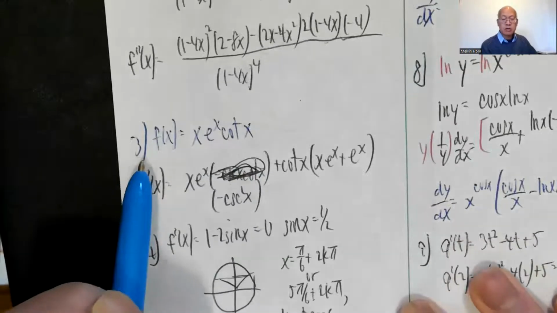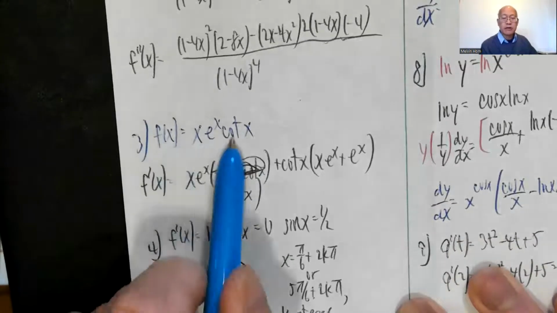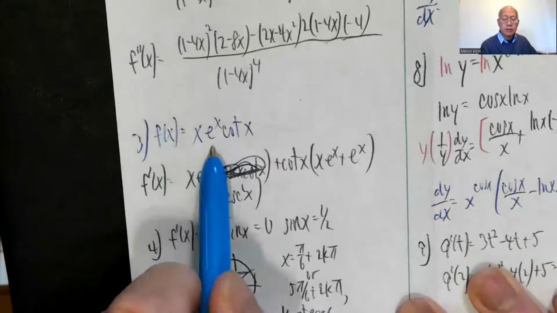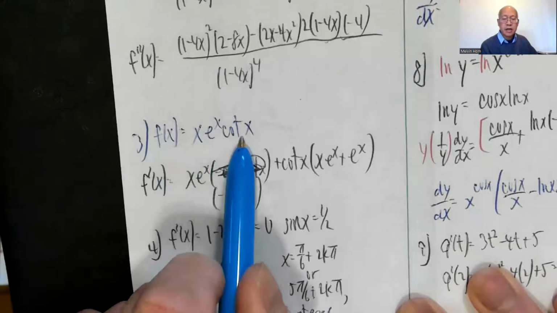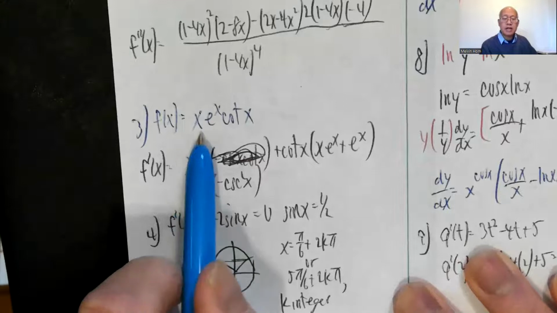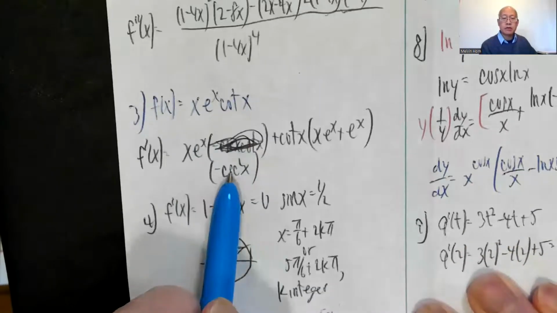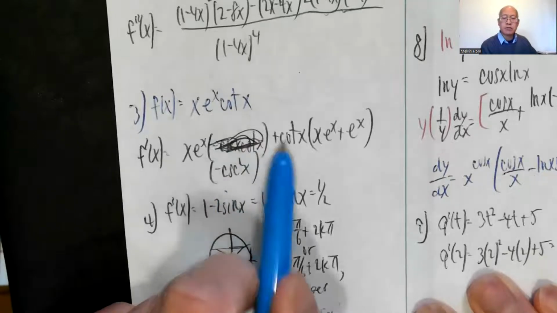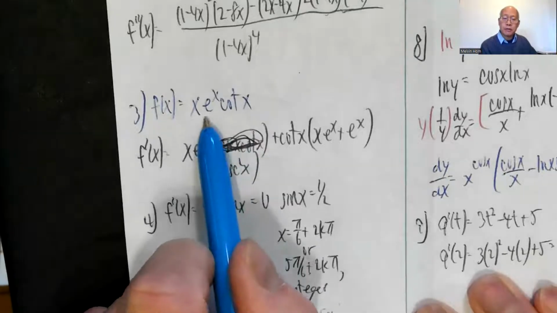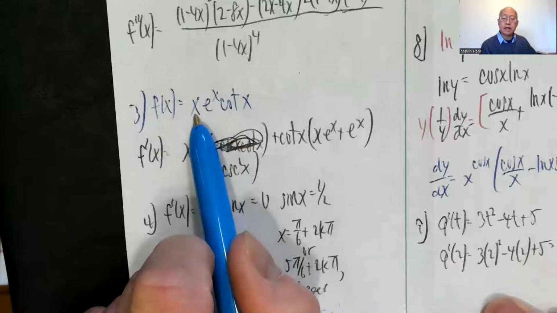Okay, number 3, also don't simplify. You have a product of 3 functions. So how about I'll count this as the first, and this is the second. So first function, x e to the x, times the derivative of the second, the derivative of the cotangent is negative cosecant squared x, plus the second function, cotangent x, times the derivative of the first, but the derivative of the first function is a product in itself.